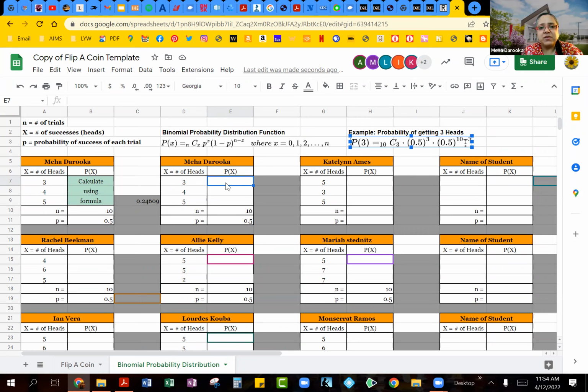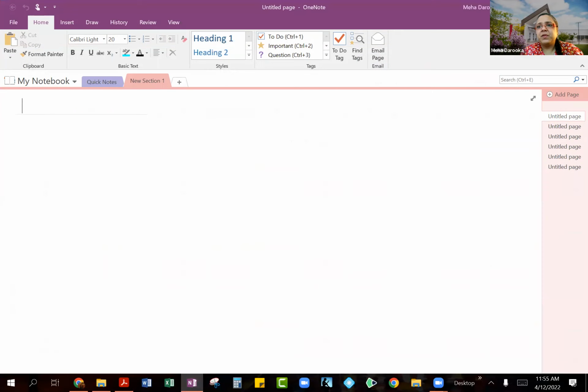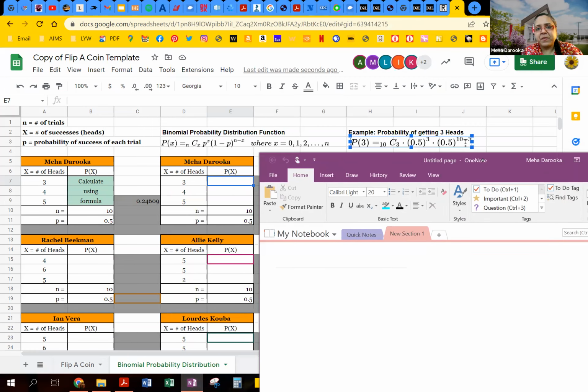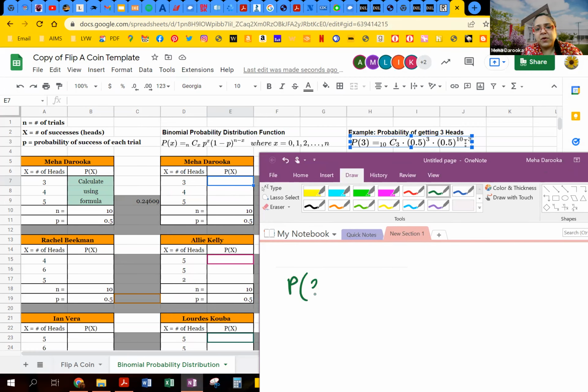And your n value is, of course, going to be your number of trials. Your p value is 0.5. So all of those values are already given to you. Let me go ahead and open our notebook here so I can show you how this formula works out. Okay, so we're calculating the probability that we are going to land on 3 heads out of our total 10 trials.